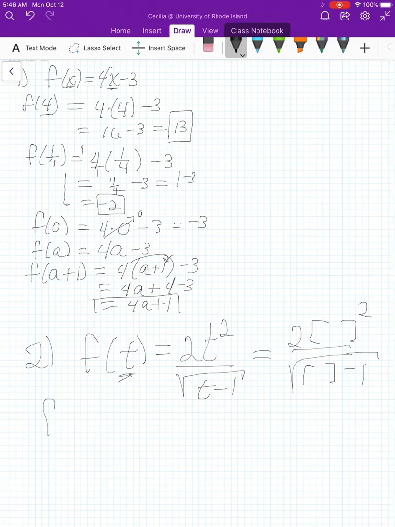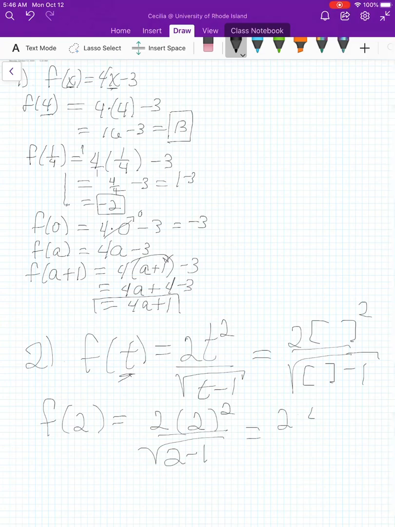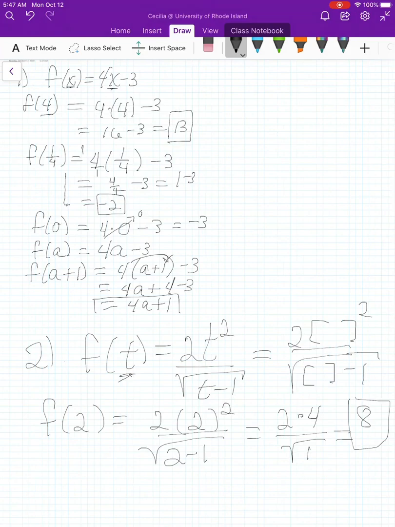So if we're going to look at f of 2, we're going to just say it's 2 times the quantity of 2 squared over the square root of 2 minus 1. This is 2 times 4 over the square root of 2 minus 1, which is just 1, and the square root of 1 is just 1. So in the numerator, we have 2 times 4, which is 8, and in the denominator, we just have 1. So our answer is f of 2 is 8.